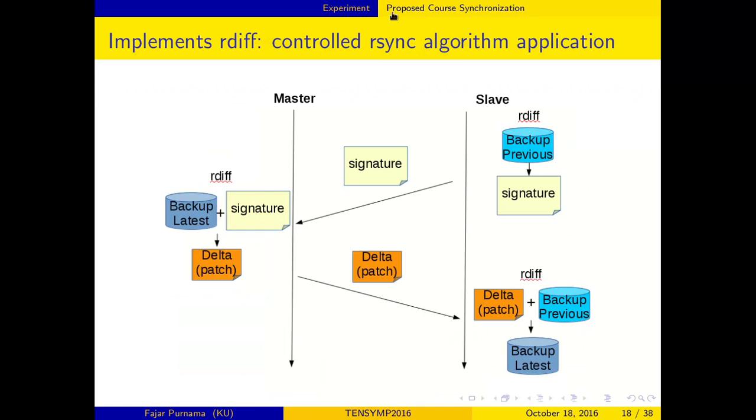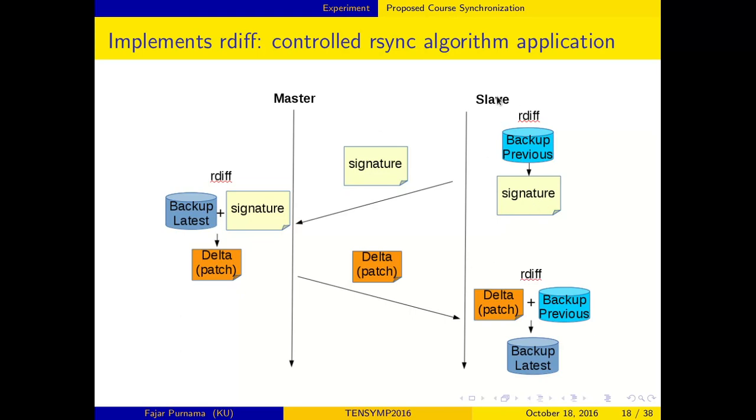And for the file synchronization, we implement Rdiff, a rsync-like algorithm application. Overall, we have a backup on the slave side, which is the outdated or the old backup file. And here on the master side, we have the latest course, or the new backup file. We will refer to these as the old backup file and the new backup file. So what happens is that through some process, we will update the old backup file into the new backup file, identical to the one on the master side.